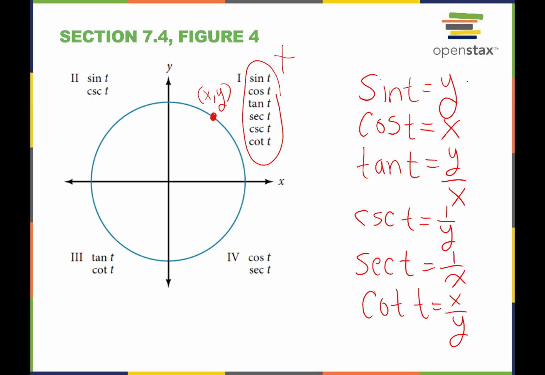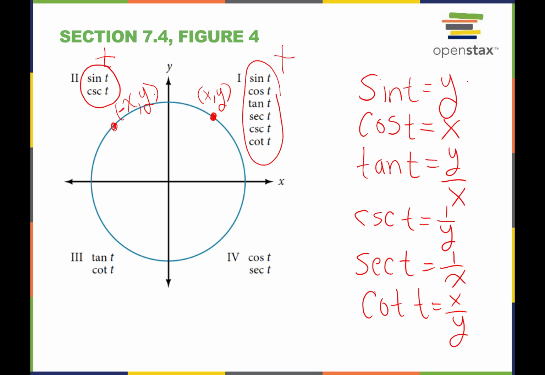Same idea. So if I keep going, cotangent is the reciprocal of tangent. And if tangent is positive and I take the reciprocal of a positive number, it's still positive. So now jumping over to quadrant 2. If I pick a point on the circle in the second quadrant, x is going to be negative in the second quadrant, but y is going to be positive.